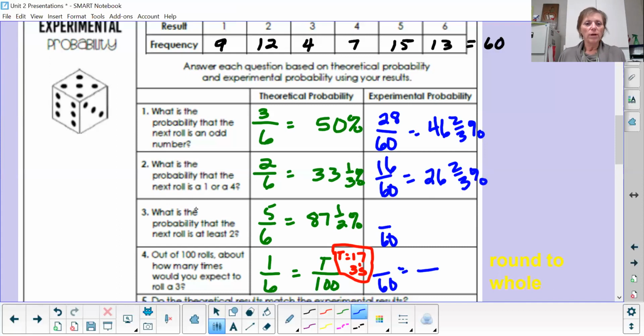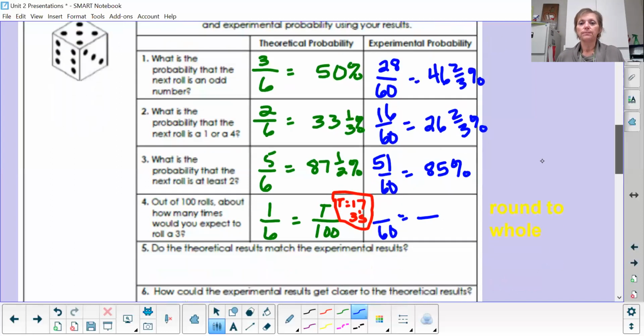Okay, next one. What is the probability that the next roll is at least 2? So that means I'm going to add up the 2s, the 3s, the 4s, the 5s, the 6s, or I can say 60 minus 9, because we're counting everything but the 1s. So I'm going to make this 51. Okay, handy dandy calculator. 51 divided by 60, and it's 0.85. So I'm going to move the decimal twice and make that 85%.